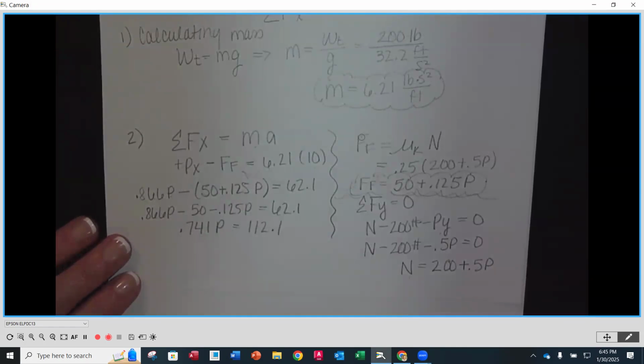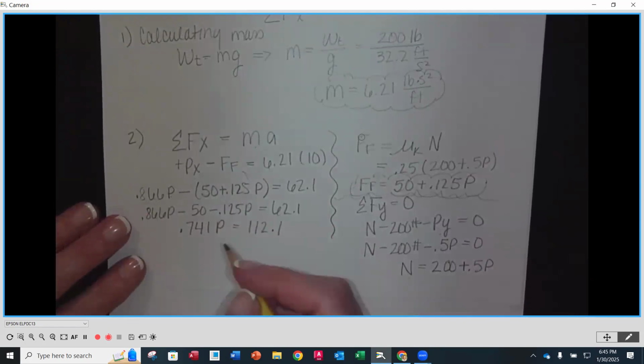I'll let you guys catch up. I want to make sure you see what I did. So I took the 50 and I added it to both sides. That's where I got the 112.1. And then I subtracted 0.125 from the 0.866 and I got 0.741. And that had the p in back of it.